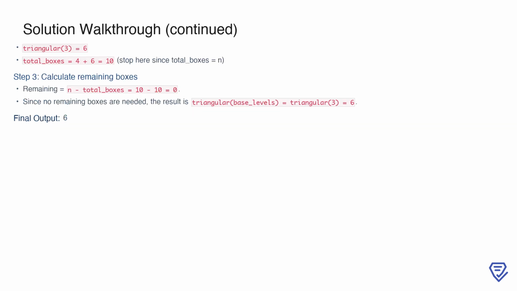With the full base levels determined, we now calculate the remaining boxes needed. Subtracting the total boxes used, 10, from n, which is also 10, leaves us with 0 remaining boxes. Since no additional boxes are needed, the result is simply the triangular number for the maximum full base levels, which is triangular(3). Using the formula, this equals 6. Therefore, the final output for this example is 6.